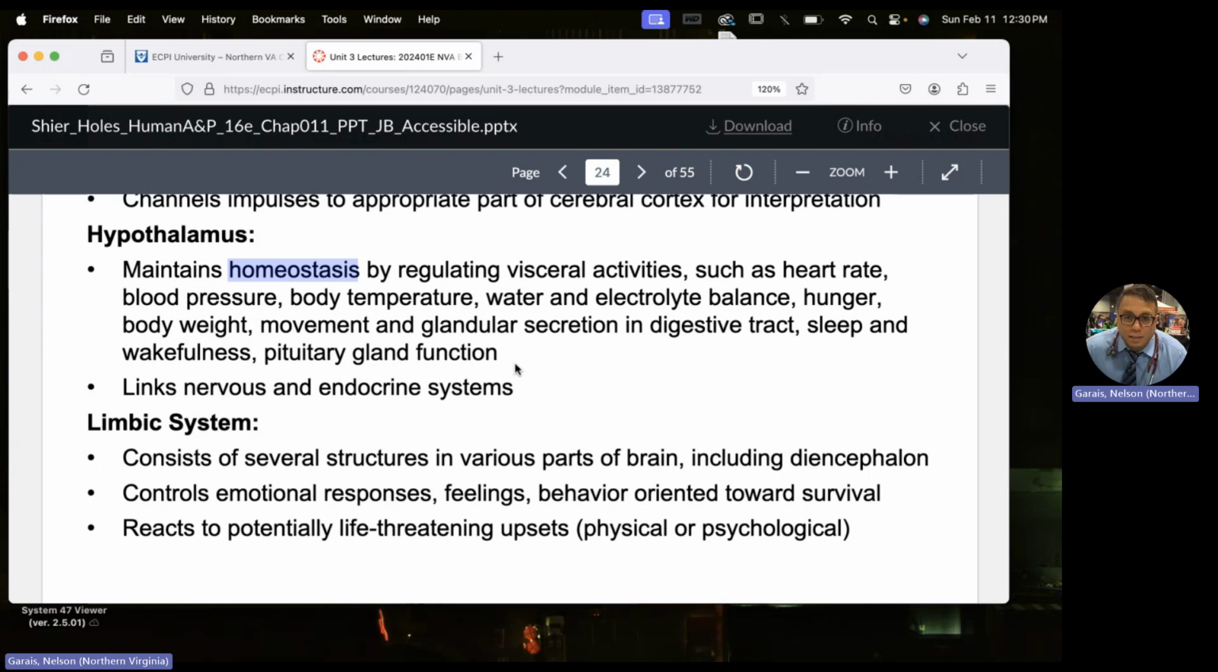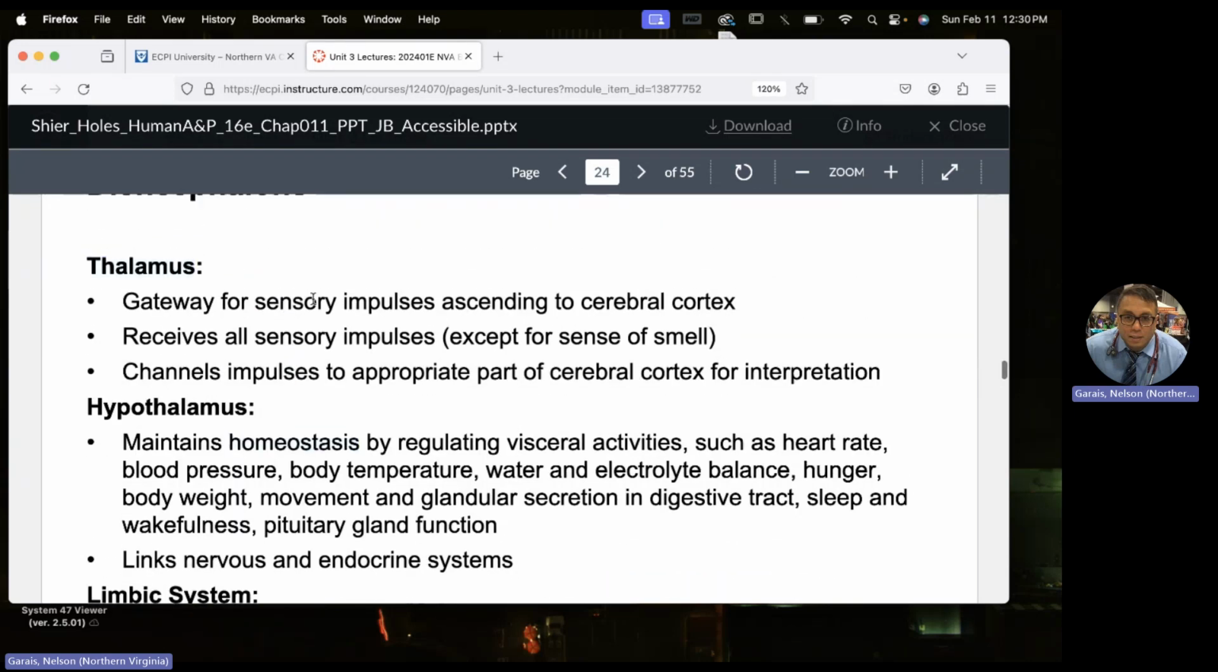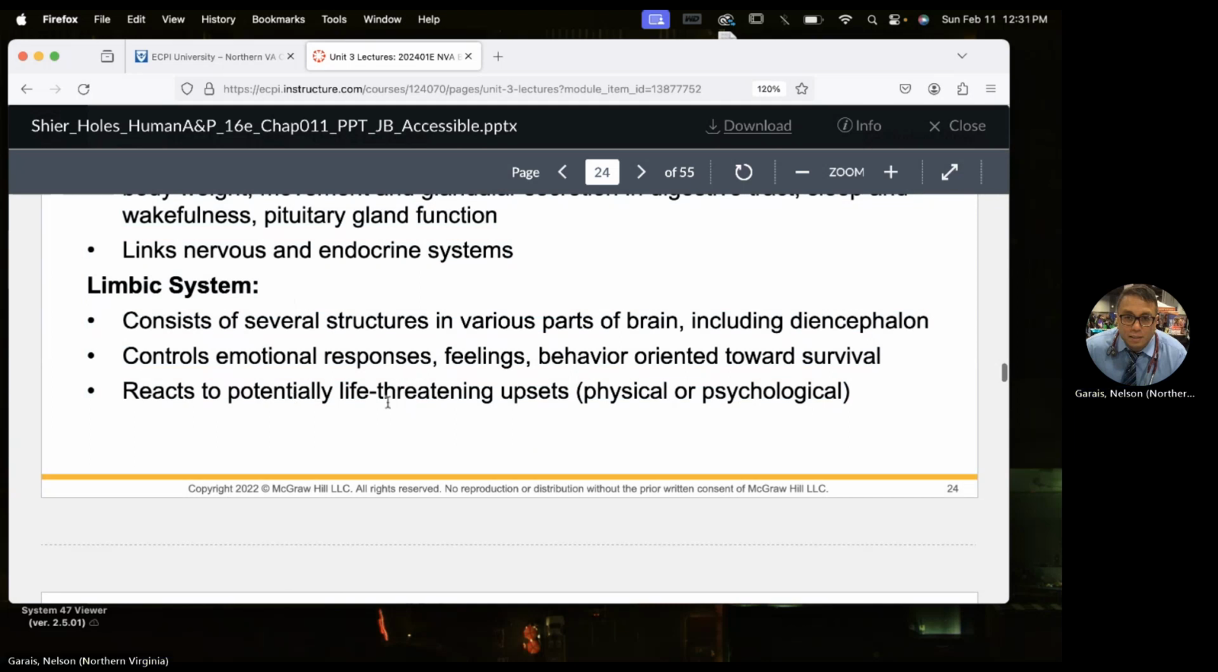You can turn your brain off a little bit, but you look for what? The key words. So you see hypothalamus, homeostasis. You see thalamus, you see gateway for sensory. Why do I have a lisp? Limbic system, big, big, big on what? Feelings, emotions. All right, just leave it at that.